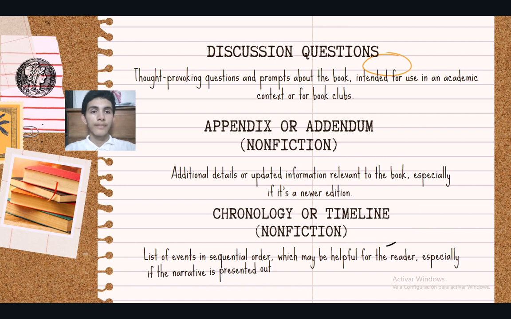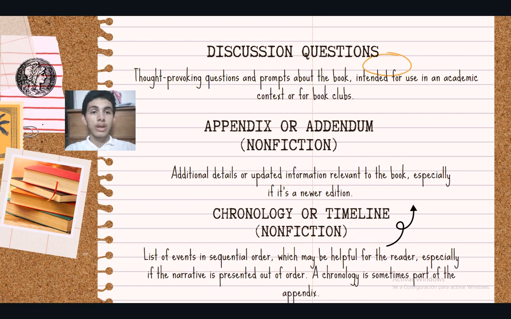The next one is discussion questions. Thought-provoking questions and prompts about the book, intended for use in an academic context or for a book club. Appendix or addendum. Additional details or updated information relevant to the book, especially if it is a newer edition. Chronology or timeline. A list of events in sequential order which may be helpful for the reader, especially if the narrative is presented out of order. A chronology is sometimes part of the appendix.